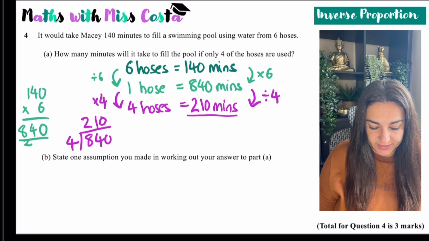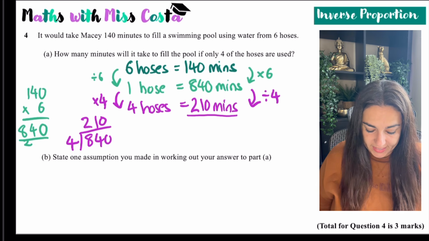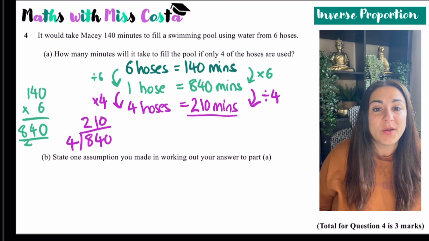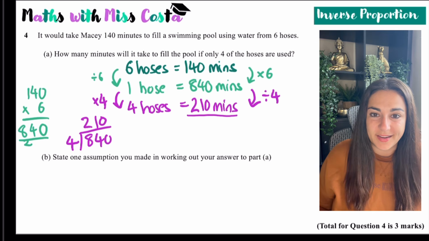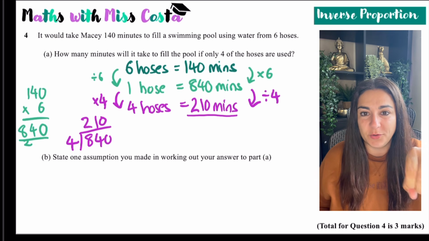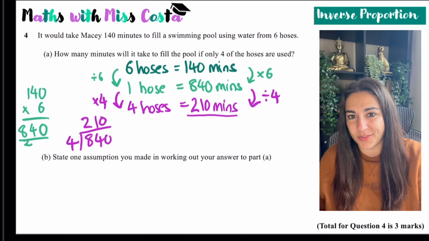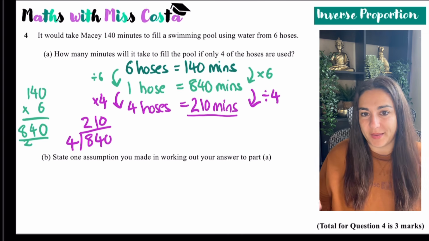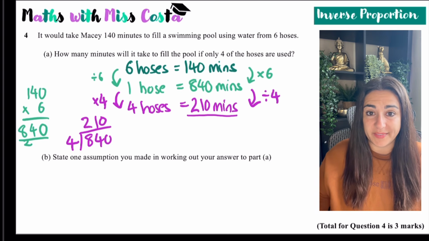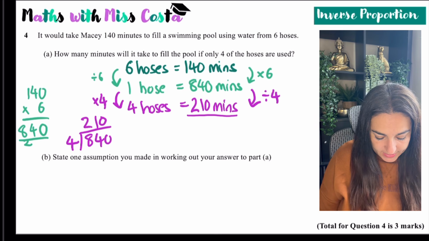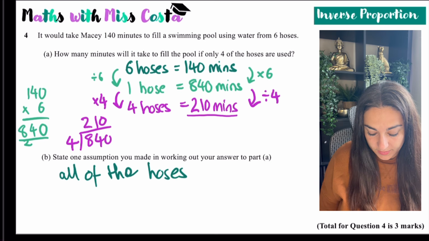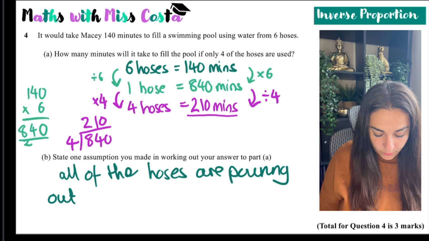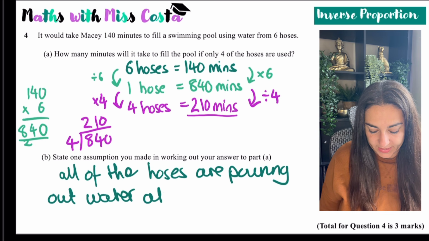In the second part of the question, it says to state one assumption you made in working out your answer to part A. Well, we assumed that all the hoses are pouring water at the same rate, because if one was pouring it like a trickle, it's not going to be filling it up as quickly as the other one is. We're just assuming that all are pouring out water at the same rate. So we'd say all of the hoses are pouring out water at the same rate.